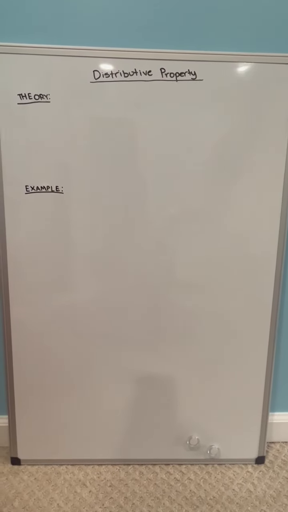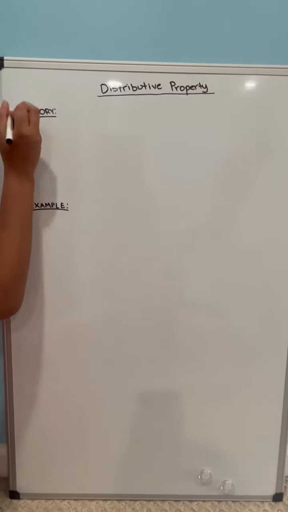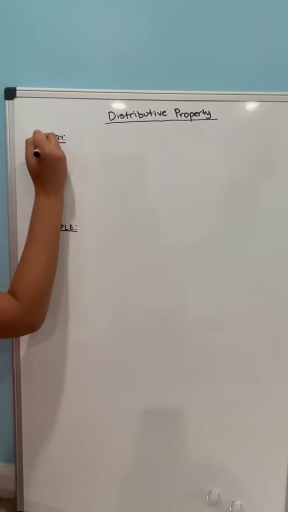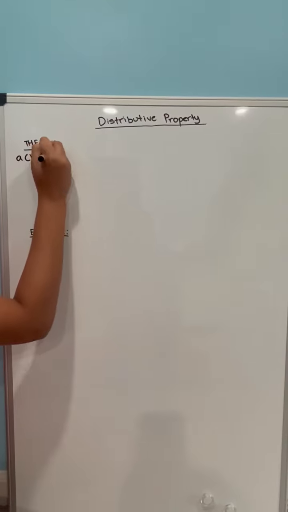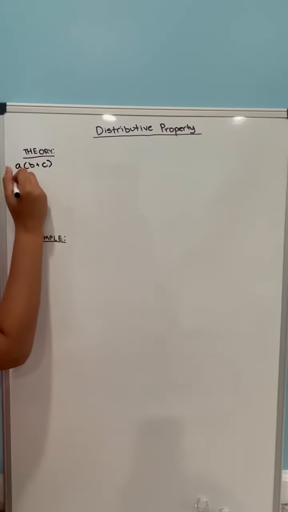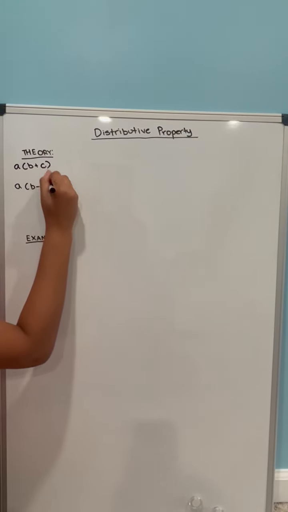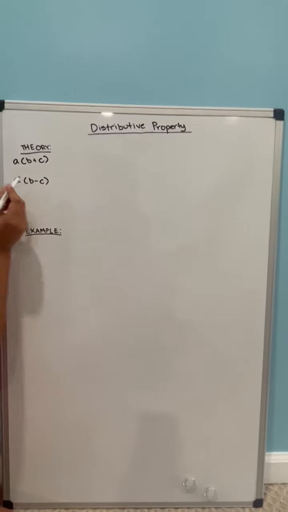Here's a short lesson on distributive property. So there are two theories. One, there's the additive theory, A times (B plus C). And then there's the subtractive theory, A times (B minus C). Now let's start with the additive theory.